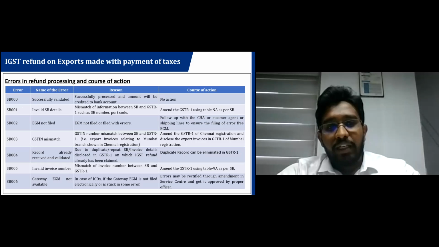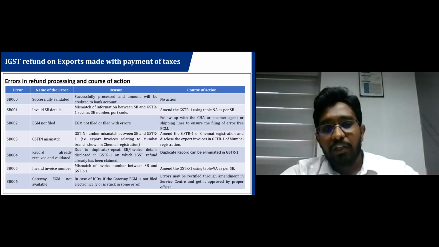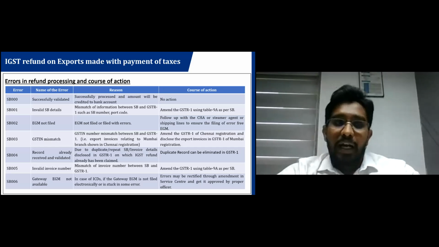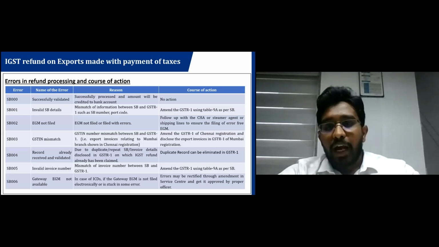Next, SB001, 3, 4, 5. If you come across these errors, you need to amend your GSTR1 to rectify the error thrown by the system. For example, SB001, invalid shipping bill detail, means you need to enter the correct shipping bill details. Next, SB005, if you come across invalid invoice number, you need to amend your GSTR1 by entering the correct invoice number. So if you see this table, SB002 and 6 can be rectified through our liner, and the remaining errors can be rectified through amending GSTR1. So all the errors can be rectified by the assessee itself.